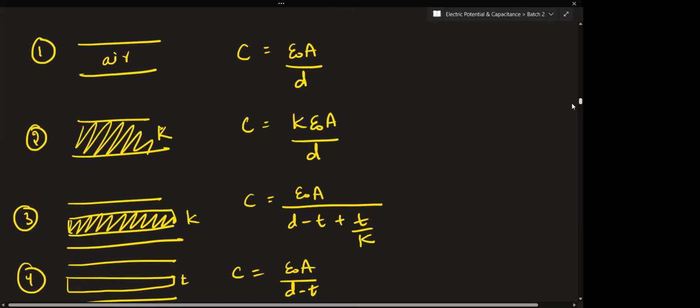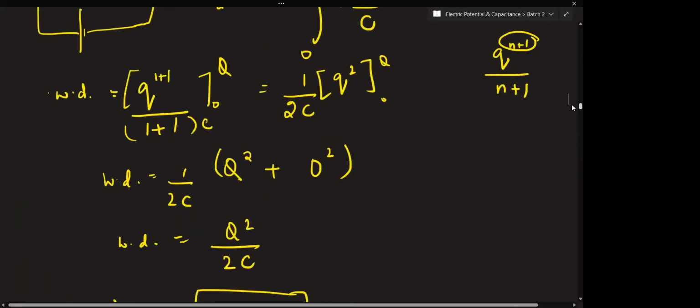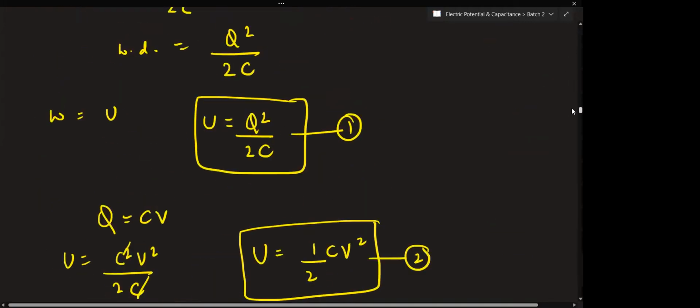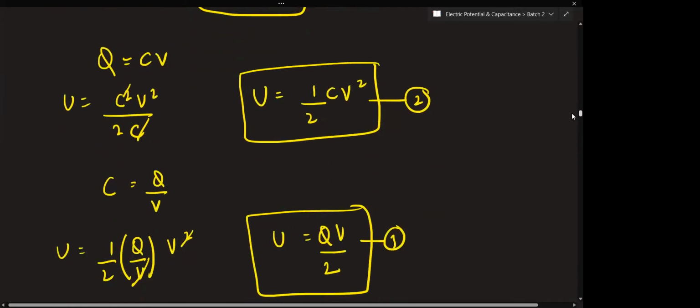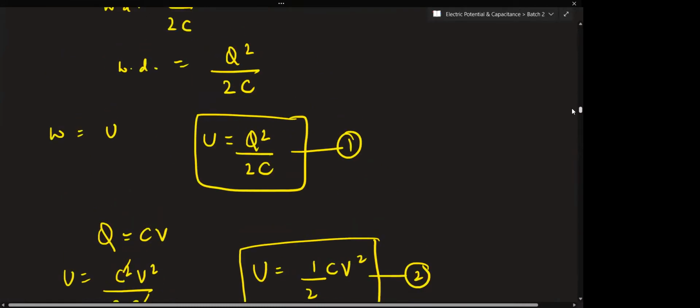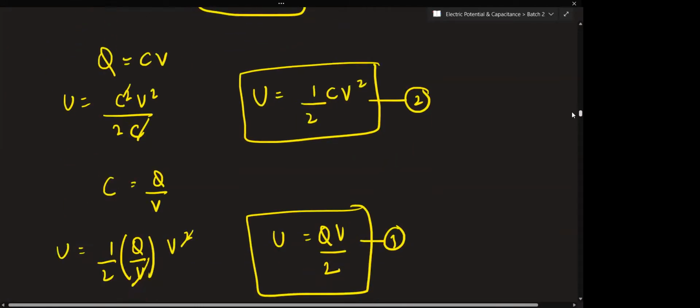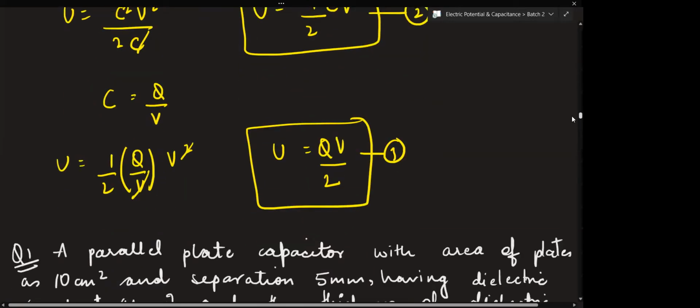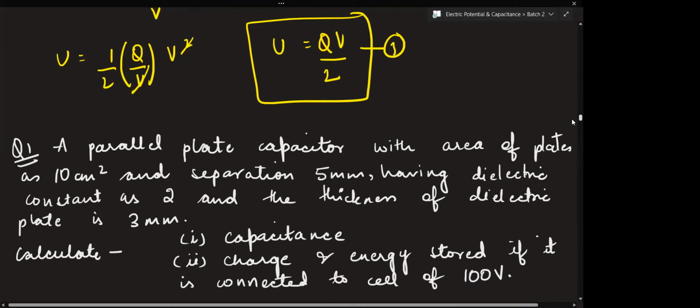Then we had also discussed the potential energy, the energy stored in a capacitor. In whichever form you prefer, you can write it in that form only: Q square by 2C, half CV square, or QV by 2. If you are given charge and capacitance, use the first one. If you are given capacitance and potential, use the second one. If you know the charge and potential, use the third one.